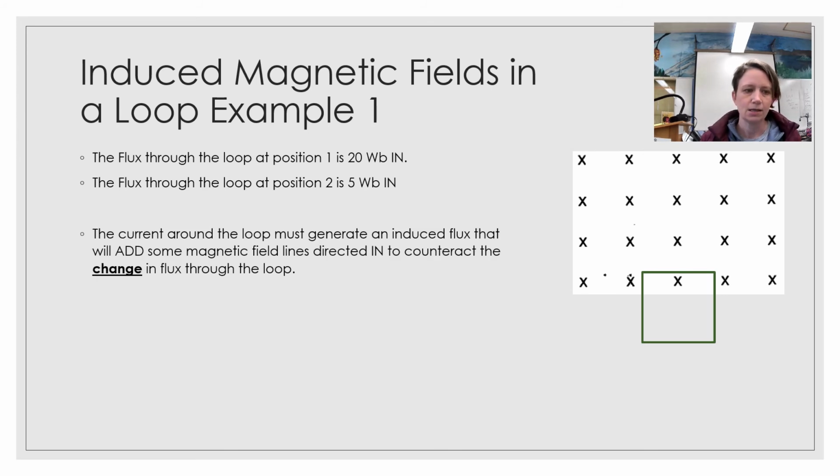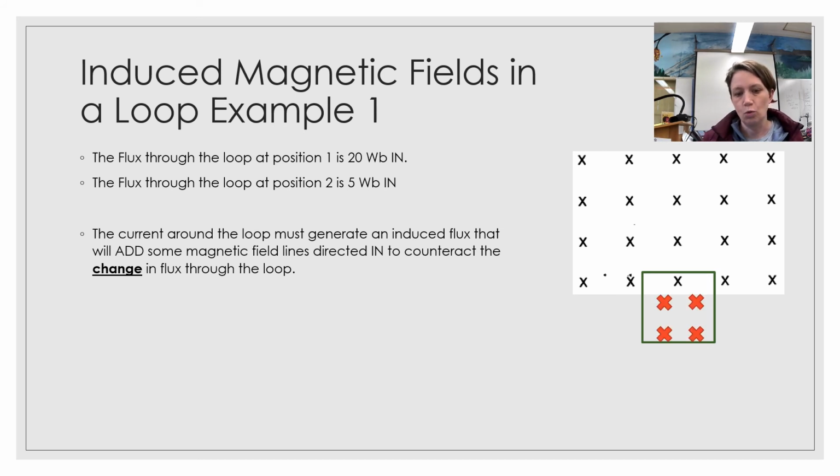In this case, we could calculate the EMF using the change in flux of 15 Webers divided by how much time it took, if we wanted to know the magnitude of E. And if we want to know the direction of the current in that loop, we need to figure out which way this loop would be creating or inducing field lines to cancel out that change.